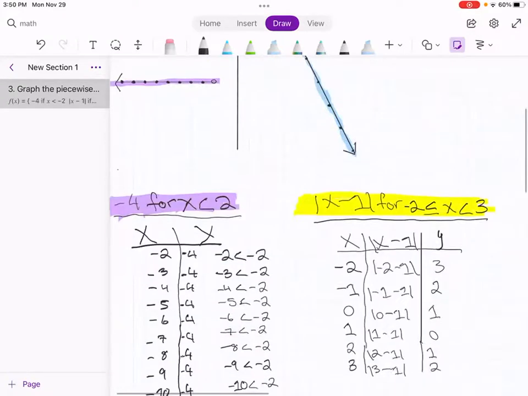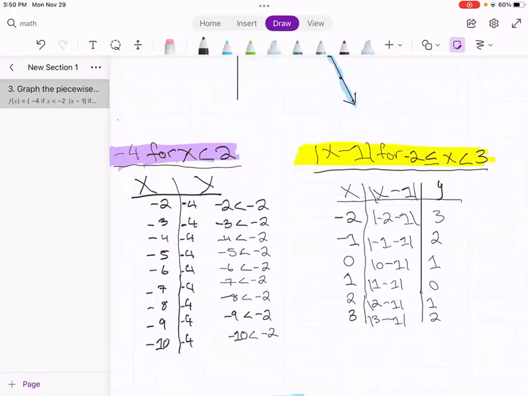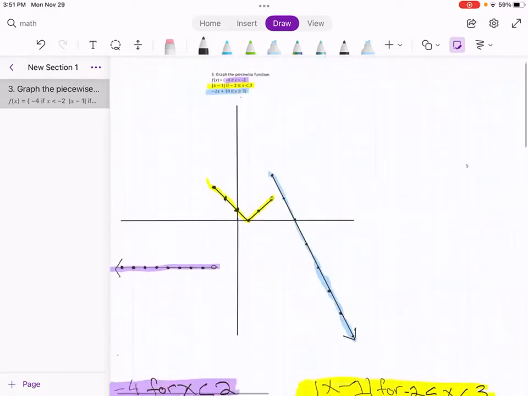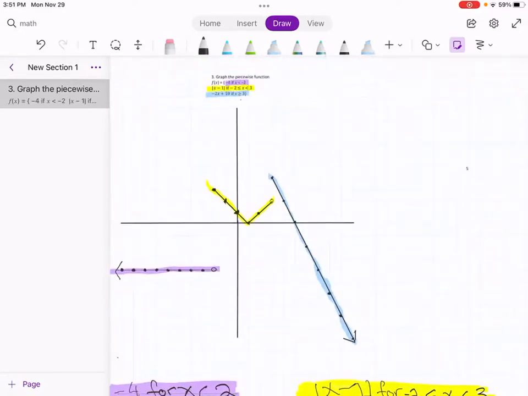And here, the table for the first one, I started from -2 and went down to -10. And the y is all -4 because that's going to be a straight line. And as you can see, -3 is less than -2, -4 is less than -2, and so on. And this is what the line looks like. I have an arrow going towards the left and an open circle at x is less than -2.